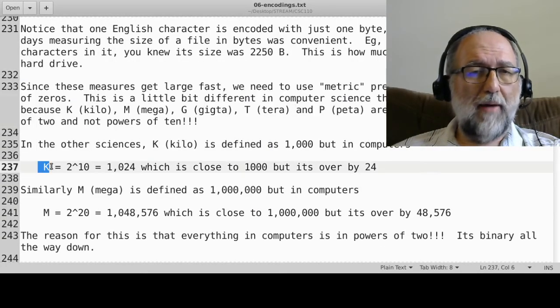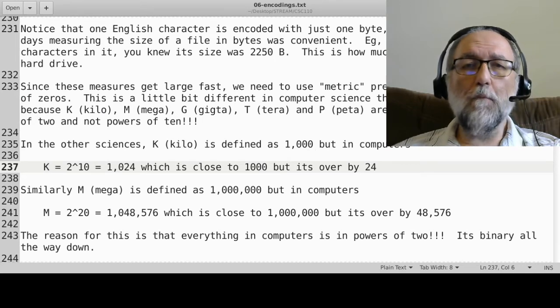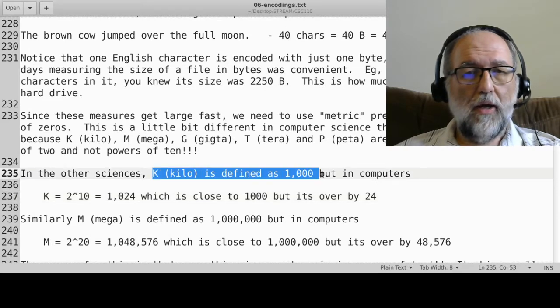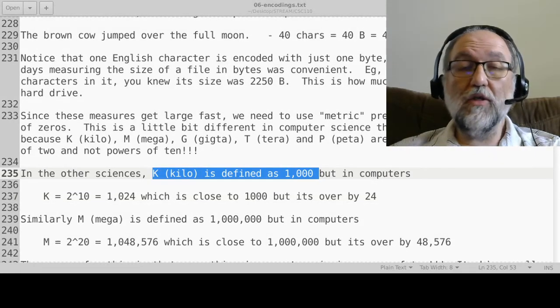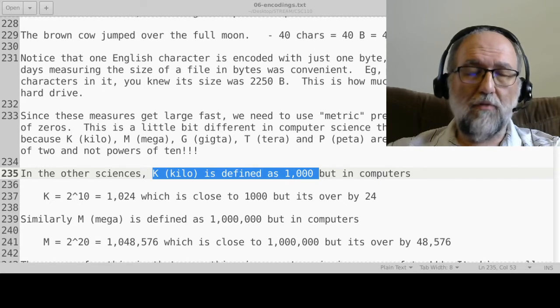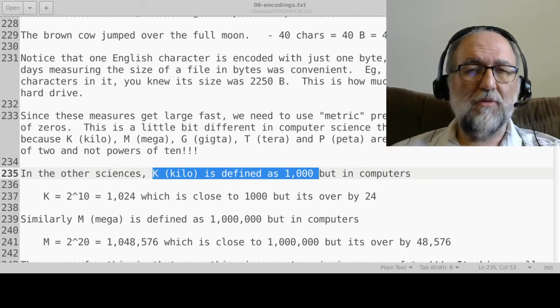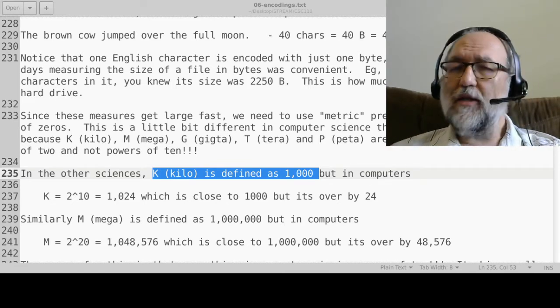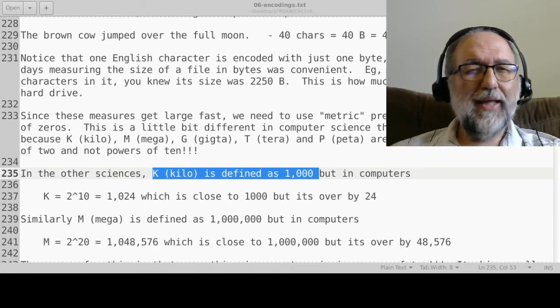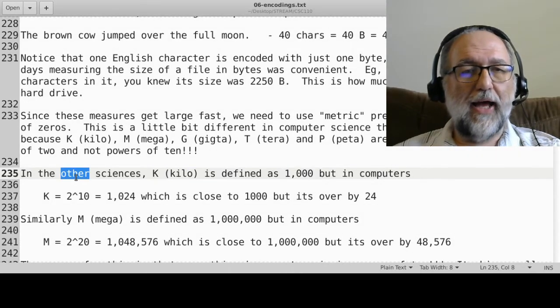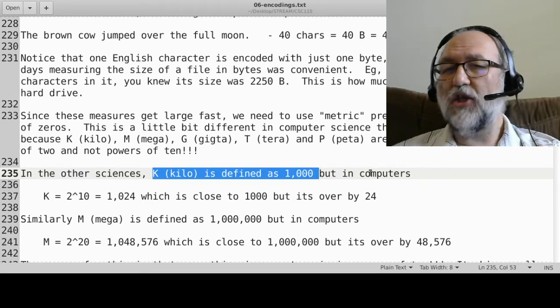And so 1 kilobyte, in most sciences, except for computer science, kilo means 1,000. So for instance, if you're in physics, if you say a meter, that's like 3 feet, a meter. If you have 1,000 meters, that's a kilometer. Okay, but in computers, it's a little different. These metric prefixes work a little different. Because everything in computers is in powers of 2, they actually changed the definition of a kilo in computers. It's an approximation. So in another science, kilo just means 1,000, but watch it in computers.